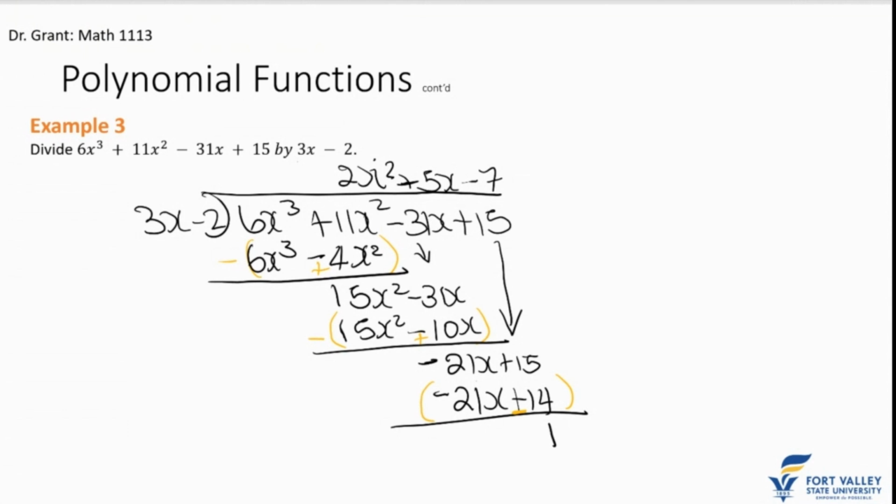So my answer becomes 2x squared plus 5x minus 7 plus 1 divided by 3x minus 2.